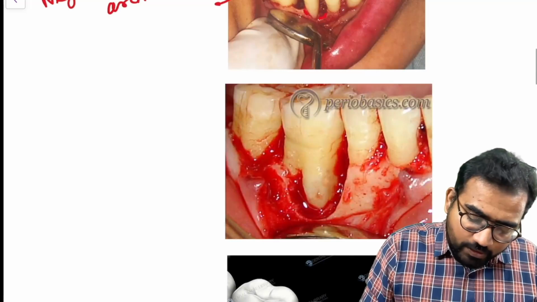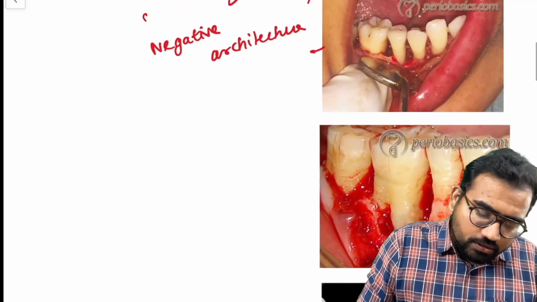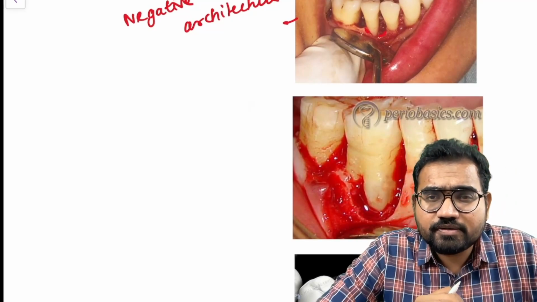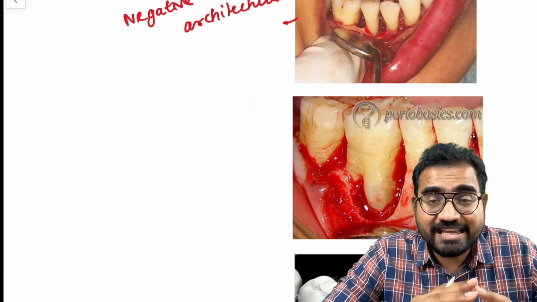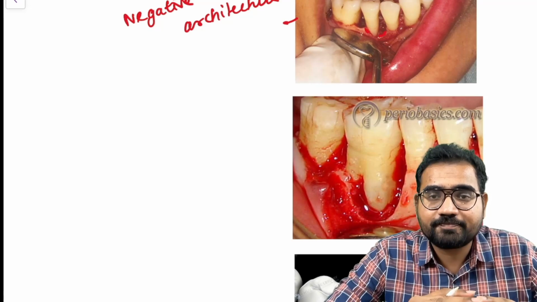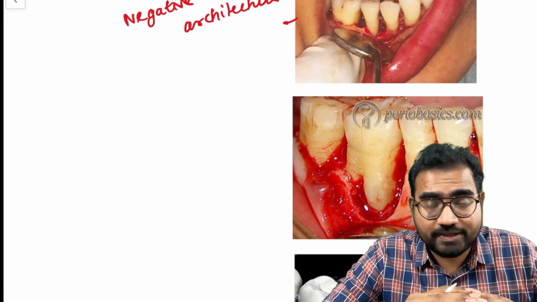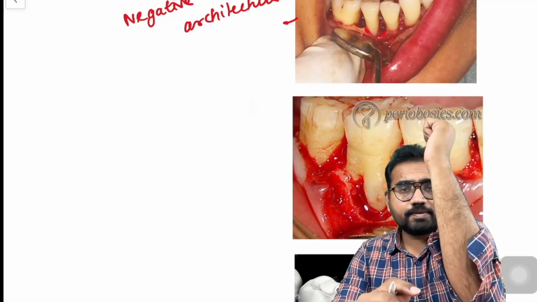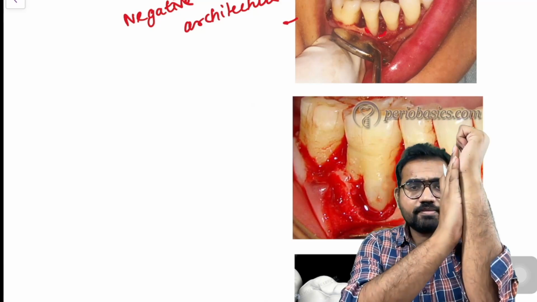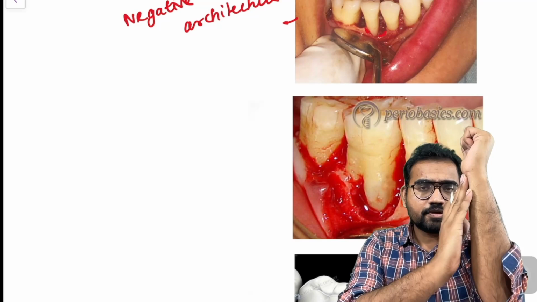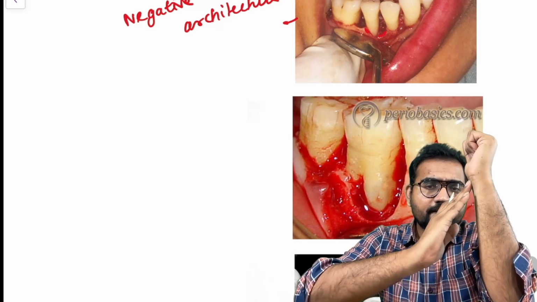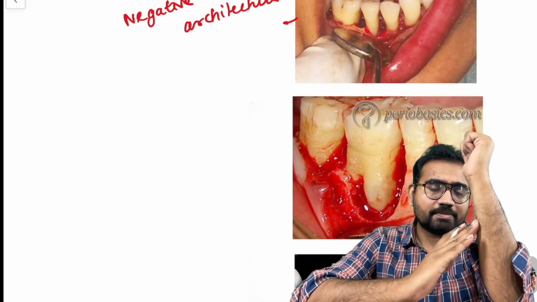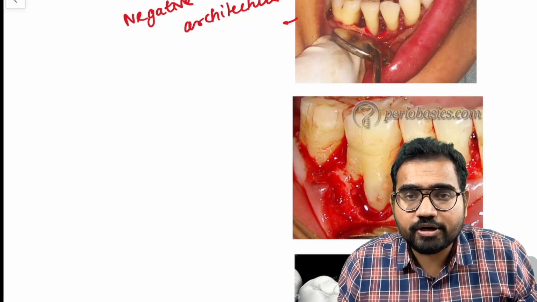The second thing we are going to see is what a vertical defect is and what a horizontal defect is. A vertical defect is when there is bone loss in an oblique direction. What does that mean, sir? Say for example, this is your tooth, you are having bone from here. If you are having an oblique type of bone loss, which means your bone loss will be like this, that becomes a vertical defect or an angular defect.